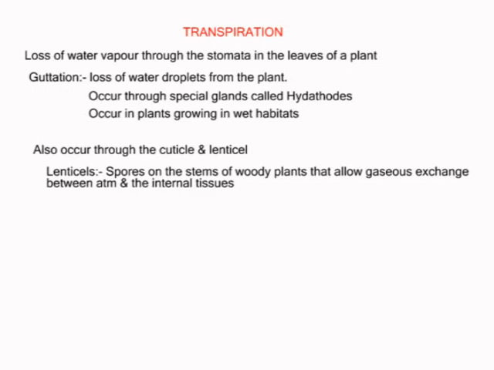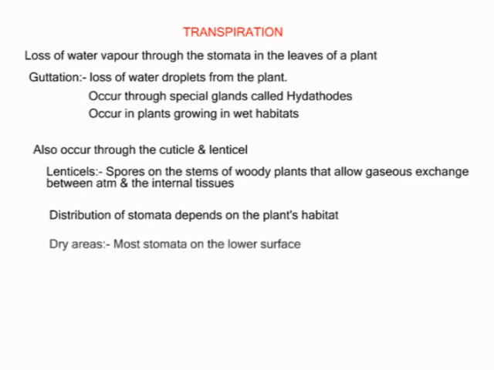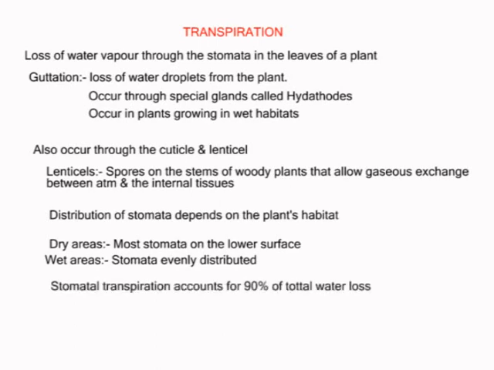Stomata are found on both or either the upper or lower leaf surfaces. The distribution of stomata depends on the habitat of the plant. Plants that grow in hot and dry areas have most of their stomata on the lower part of the leaf. Those that grow in wet areas have stomata distributed evenly on both the upper and the lower part, but may even have the majority of the stomata on the upper surface. Water vapor diffuses out of the leaf through the stomata. Stomatal transpiration accounts for 90% of all the water loss from the plant.